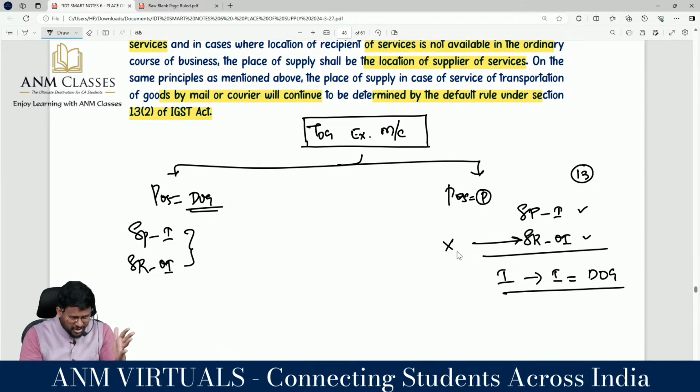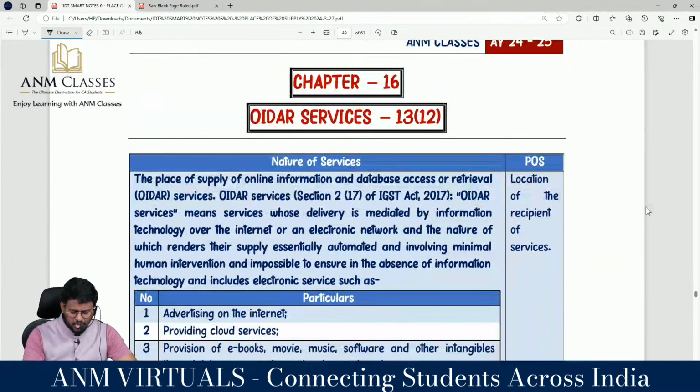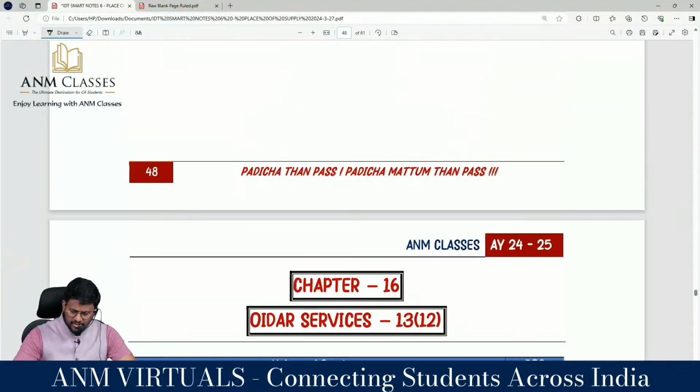It has not actually exported the services. The service has been consumed within India only. But since it has been provided to a person who is situated outside India, we don't want GST on that. Are you really with me? So what we have to understand is that earlier the place of supply was determined based on the goods. Now it has been moved to the person. That's why they have omitted sub-section 13. That's a very important exam question.